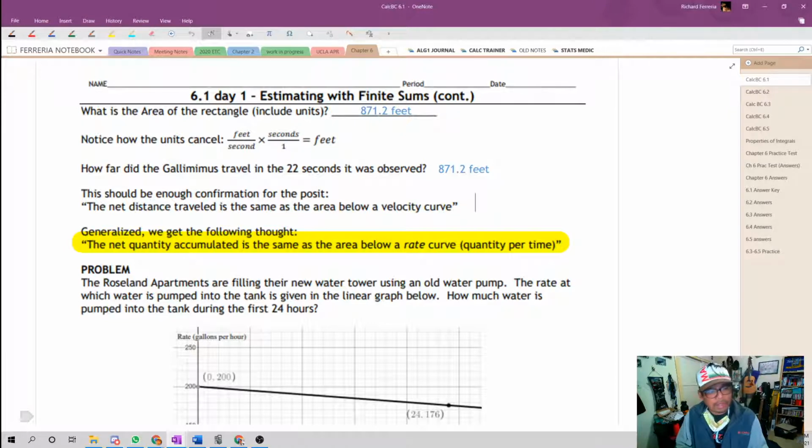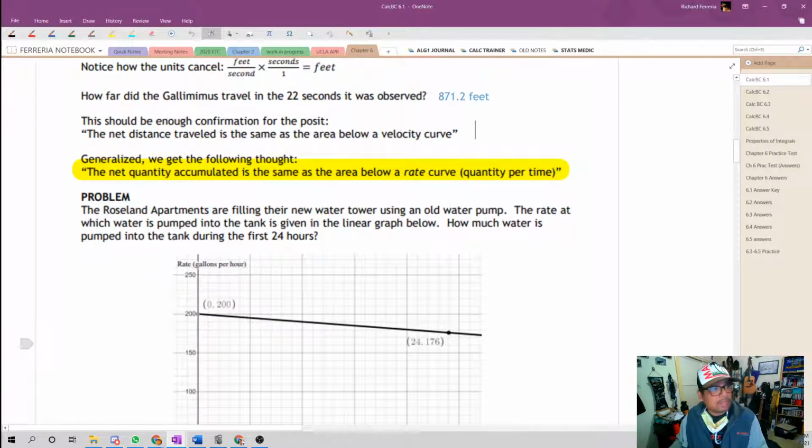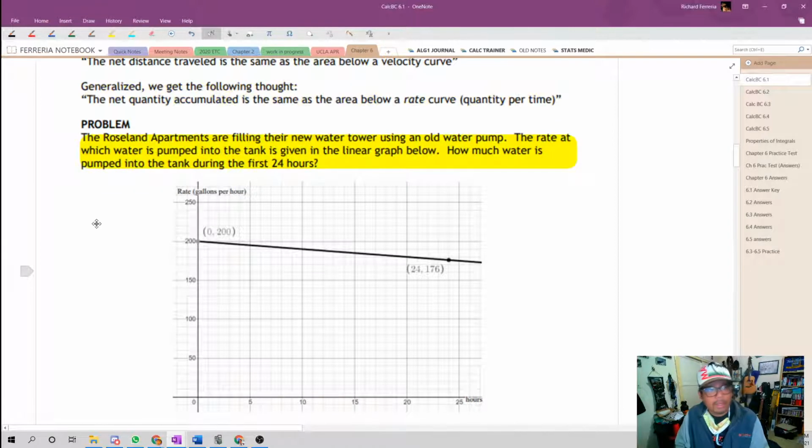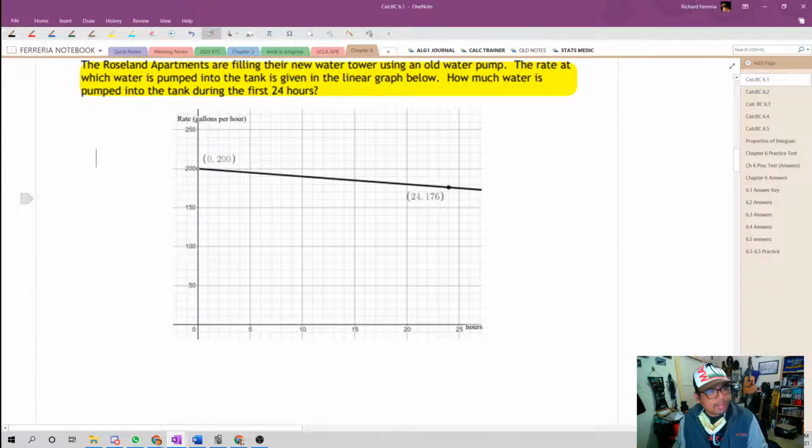So that being in our brain, let's go to this problem with the Roseland Apartments. The Roseland Apartments are filling their new water tower using an old water pump. The rate at which the water is pumped into the tank is given by the linear graph below. How much water is pumped into the tank during the first 24 hours? Well, let's take a look at this graph. This is gallons per hour, and this unit down here is hours.